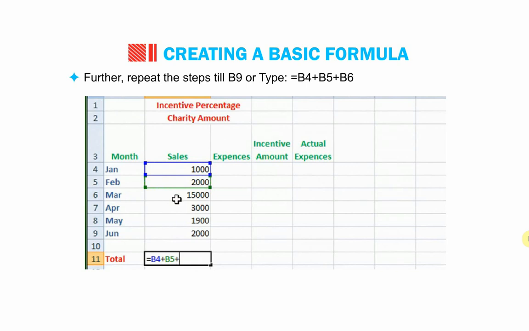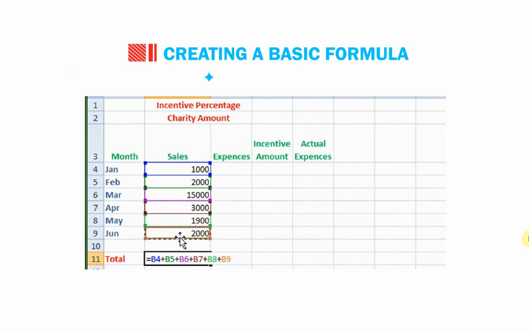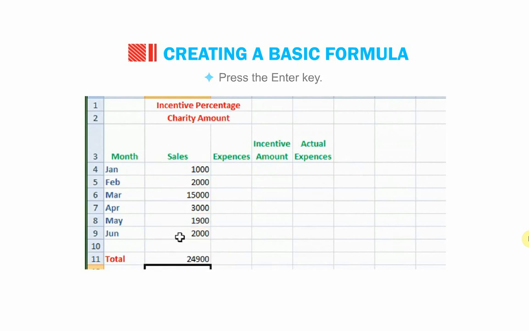plus B6, B7, B8 plus B9 in B11. Press the Enter key. Cell B11 will display the total of all values from B4 to B9. Students, we can copy the formula from the above cell by pressing Ctrl plus apostrophe.